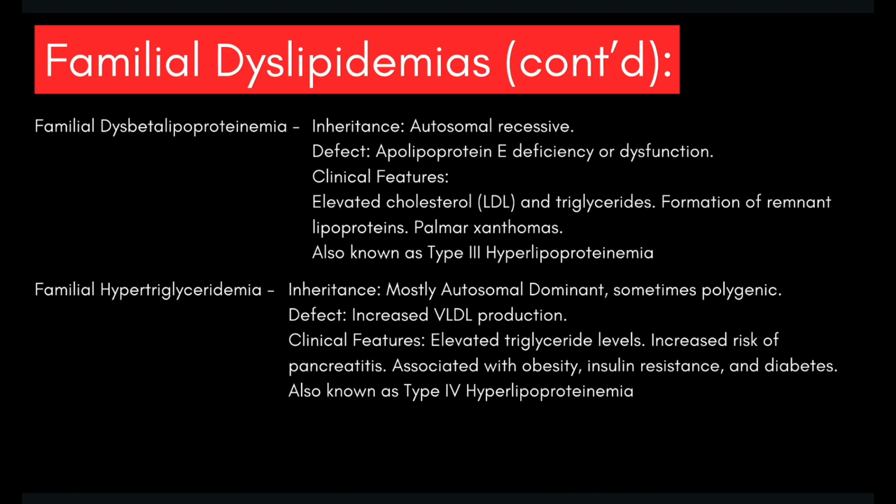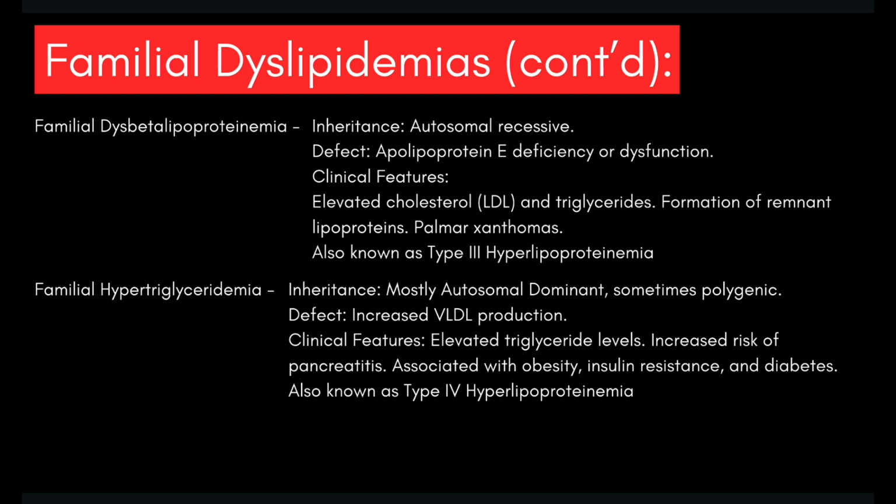Moving on to the next set of familial dyslipidemias. Almost done, guys. Okay. Familial dysbetalipoproteinemia. This one is inherited in an autosomal recessive fashion. The main defect seen in it is apolipoprotein E deficiency or dysfunction. Clinical features involve elevated cholesterol, LDL, and triglyceride levels, formation of remnant lipoproteins, and palmar xanthomas. This one is also known as type 3 hyperlipoproteinemia, an easier way to say it than familial dysbetalipoproteinemia. Same thing, but I like saying type 3 hyperlipoproteinemia more.